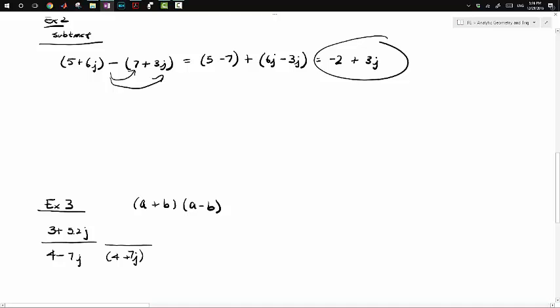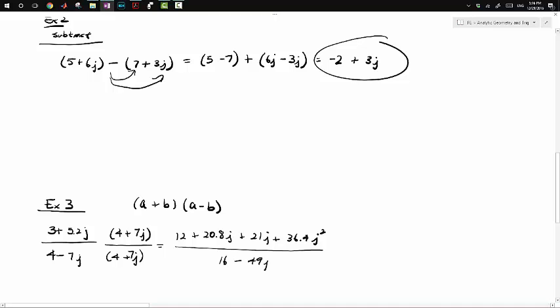And if we multiply the denominator by 4 plus 7j, we have to multiply the numerator by 4 plus 7j. So essentially we're multiplying by a ratio of 1 to 1. So this will equal 12 plus 20.8j plus 21j plus 36.4j squared divided by 16 minus 49j squared.